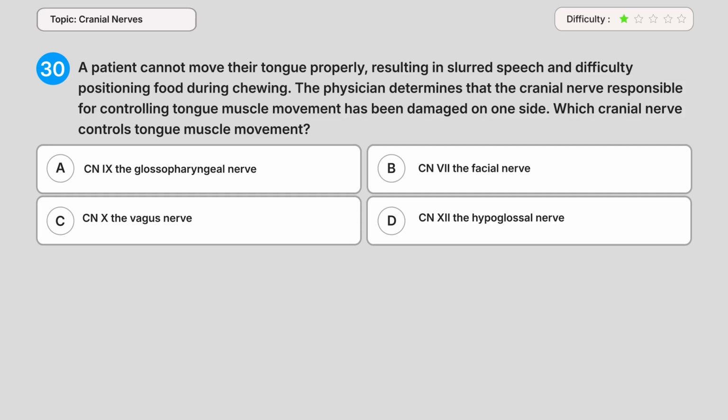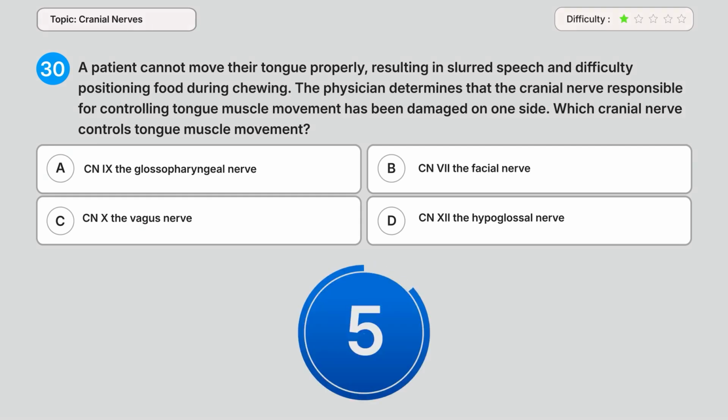A. CN9, the glossopharyngeal nerve. B. CN7, the facial nerve. C. CN10, the vagus nerve. D. CN12, the hypoglossal nerve. What do you think is the answer?